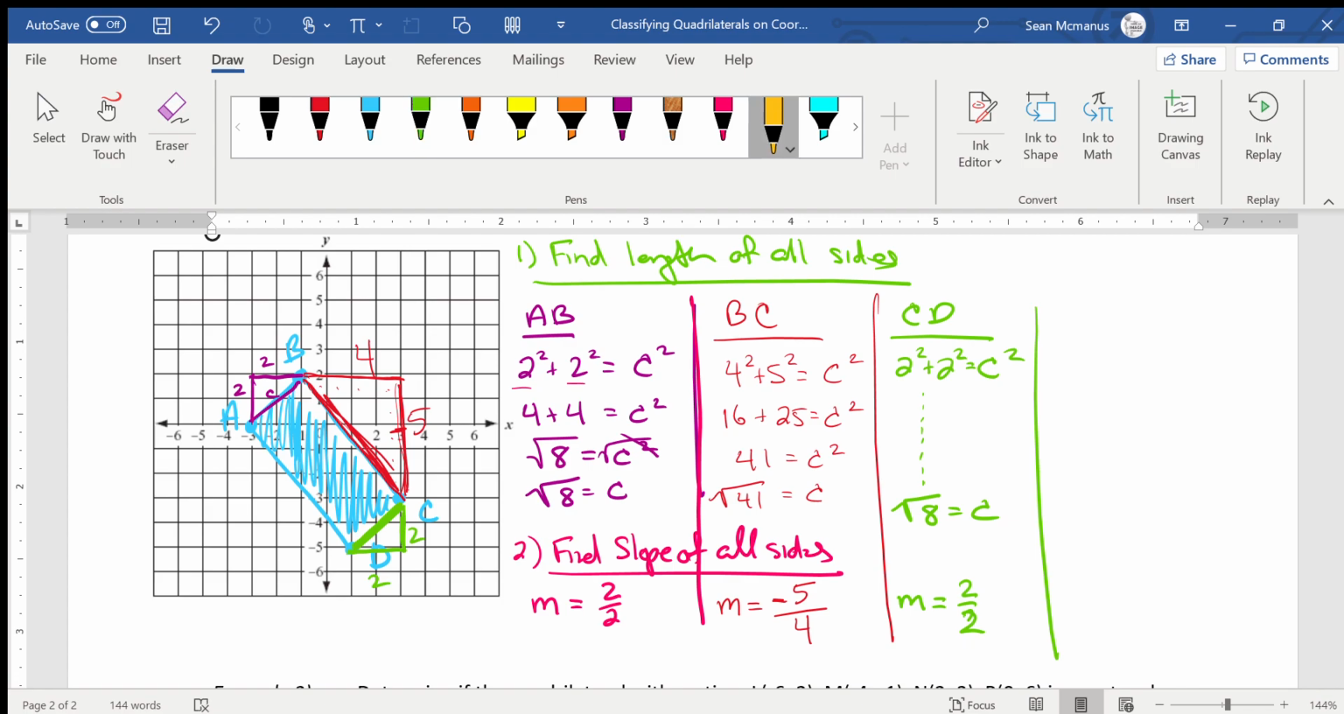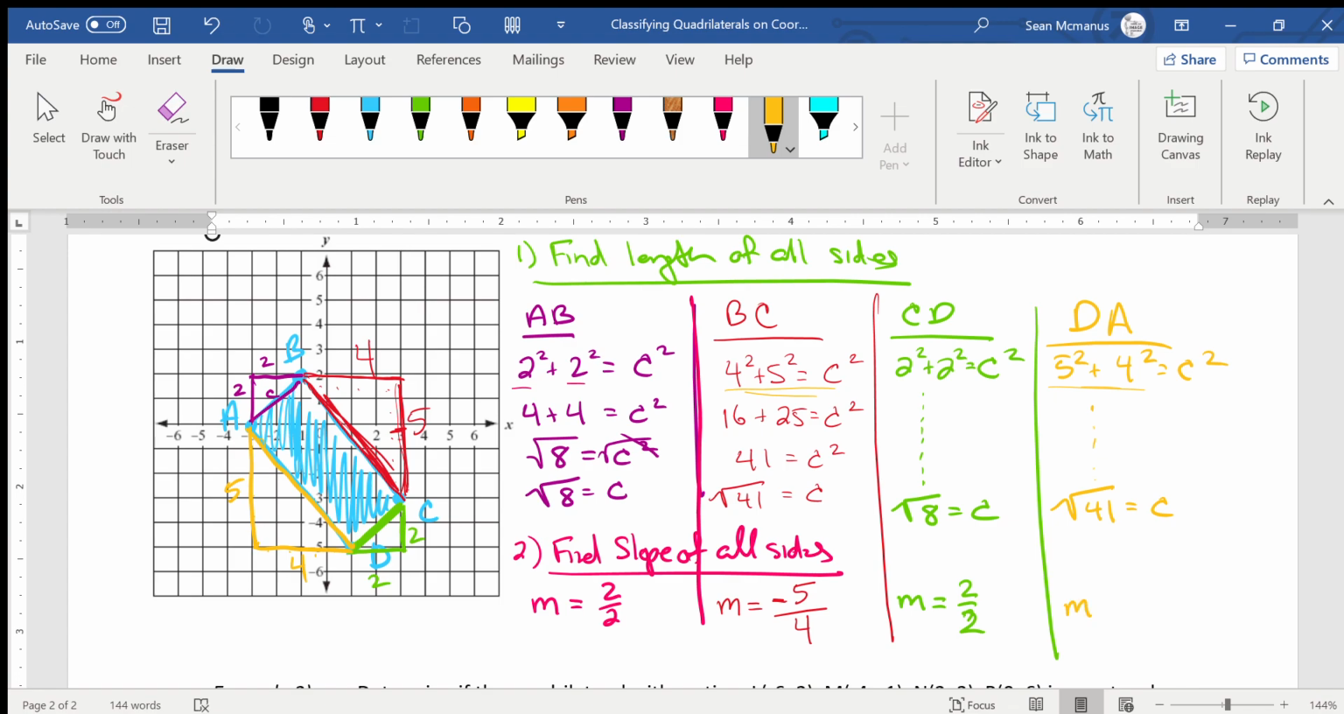And then my last side goes from D to A, or A to D, right? This side right here. I'm going to make a triangle. I got 1, 2, 3, 4, 5 units here. 1, 2, 3, 4 units here. So 5 squared plus 4 squared equals C squared. And I can see again, I got the same numbers that I had in BC. So those are congruent sides. That's good. So that means if I worked it out, I'm going to get the same answer. Square root of 41 equals C.